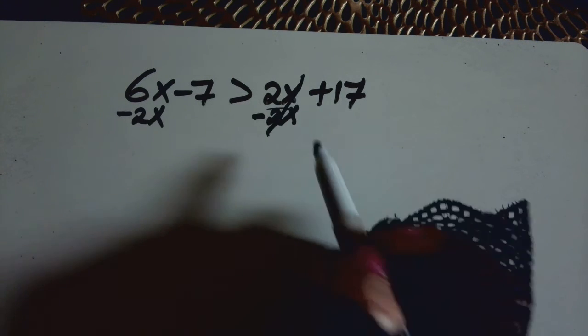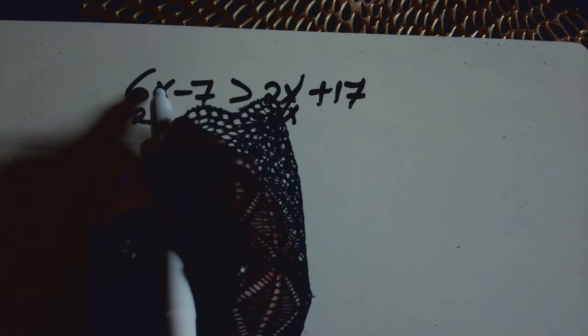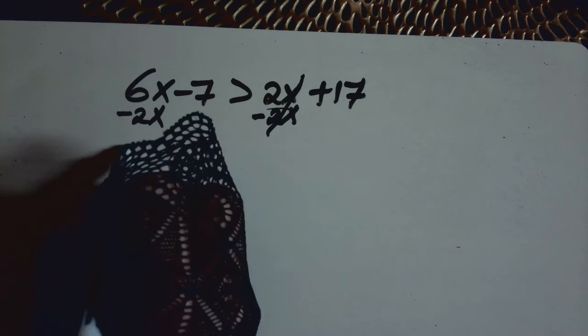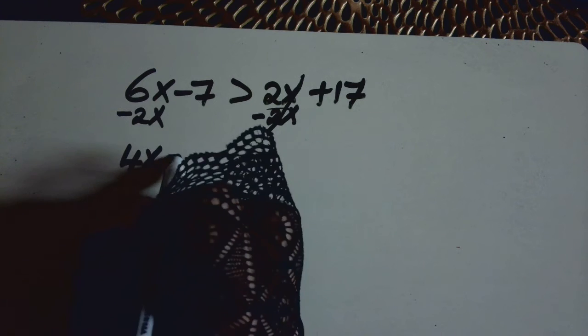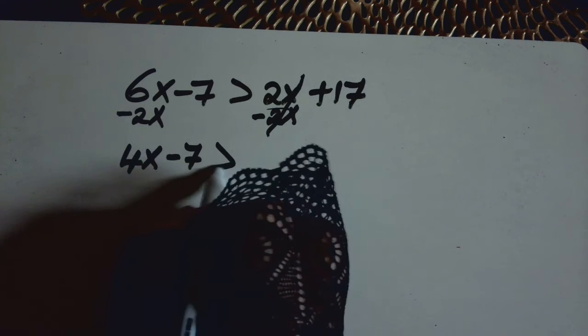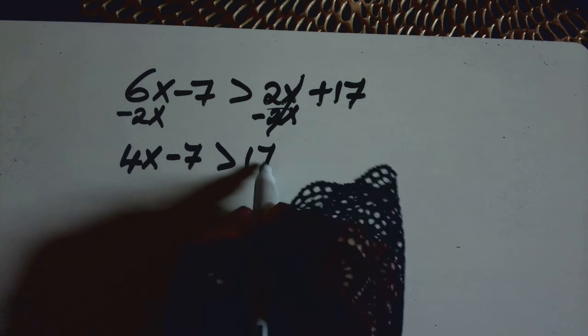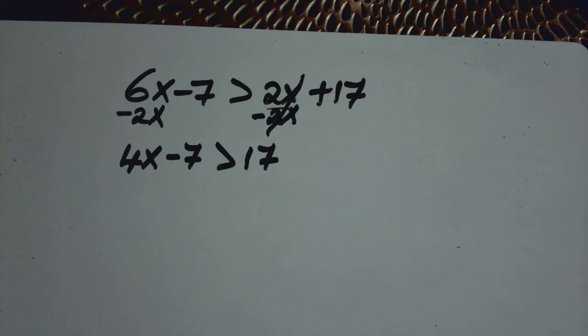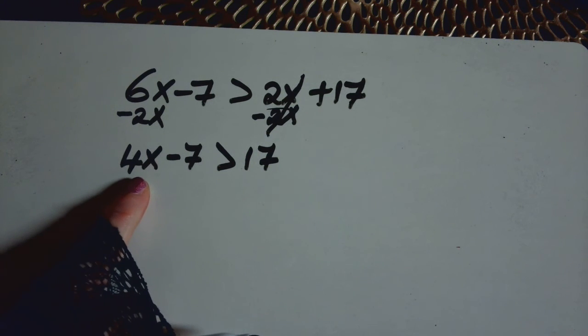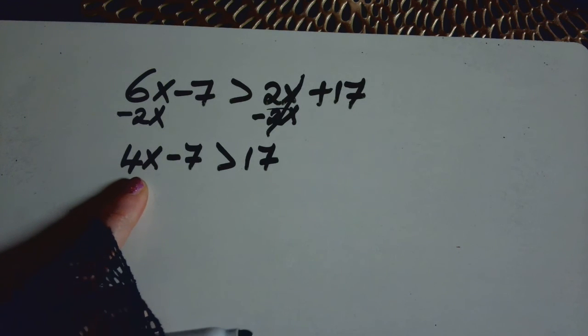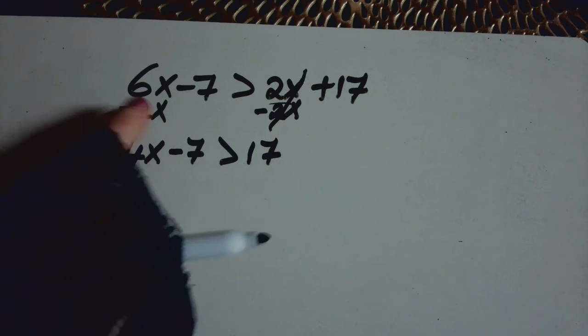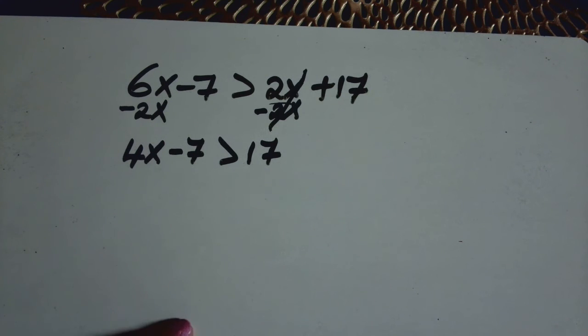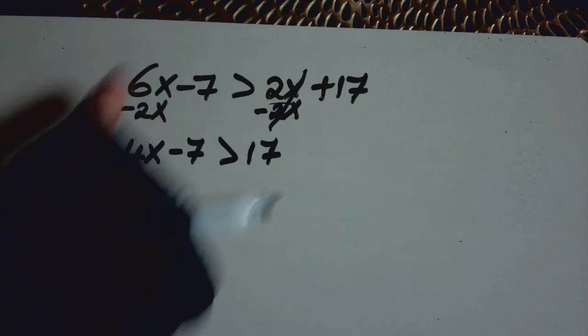So it cancels this whole thing from this side. So 6x minus 2x is 4x, minus 7 is greater than 17. Okay, so then remember the last thing we're going to do is take care of the x. So we get rid of everything so that we can isolate that x and find out. X is a number. We're trying to find out what number works to make this true.